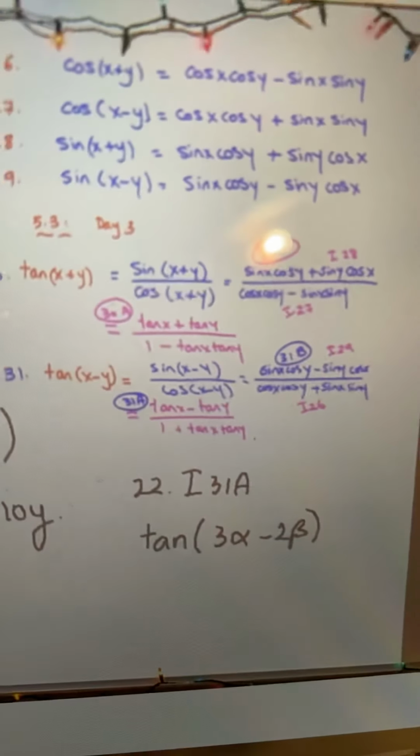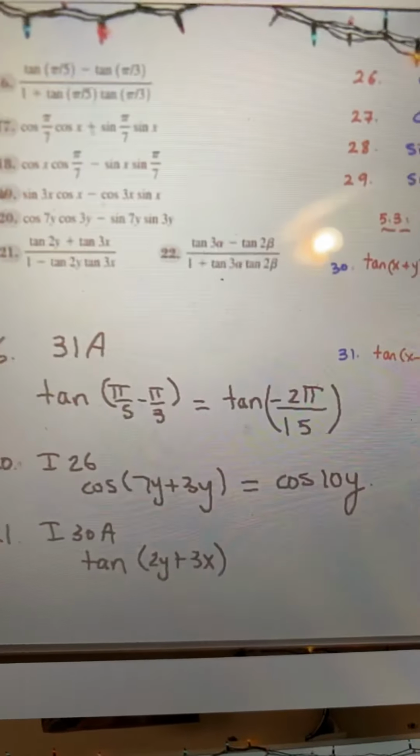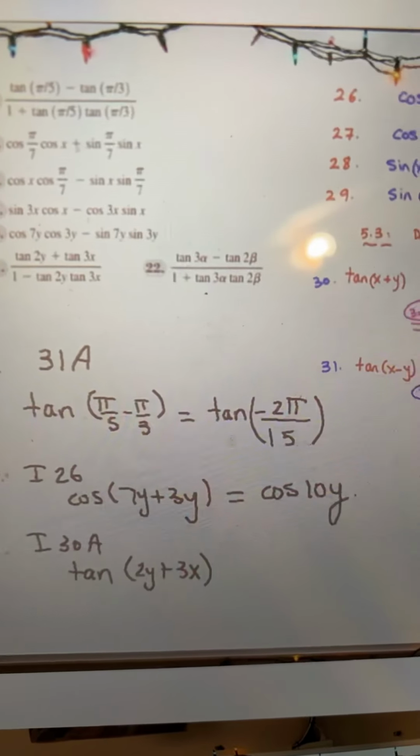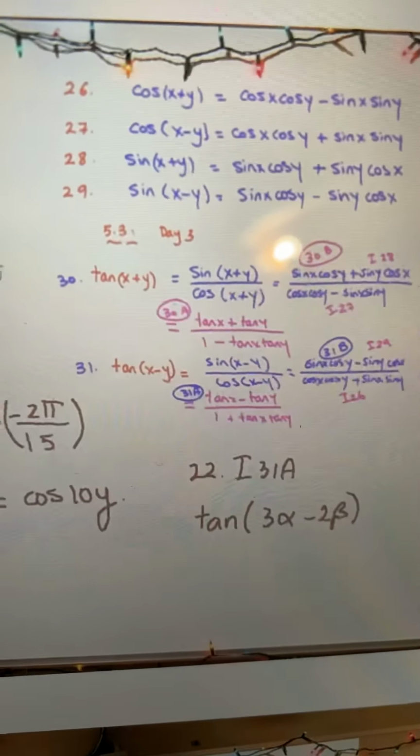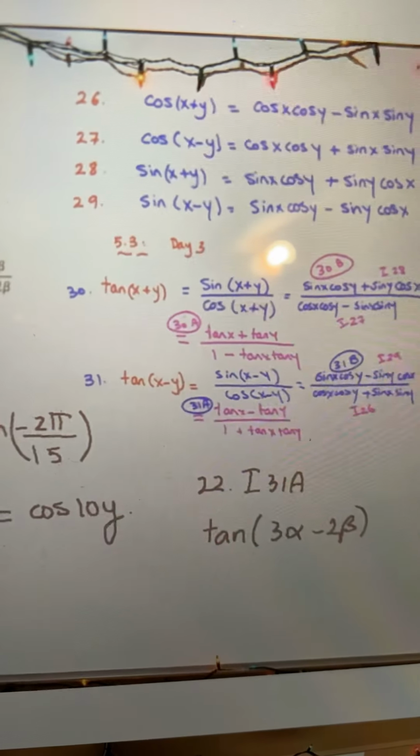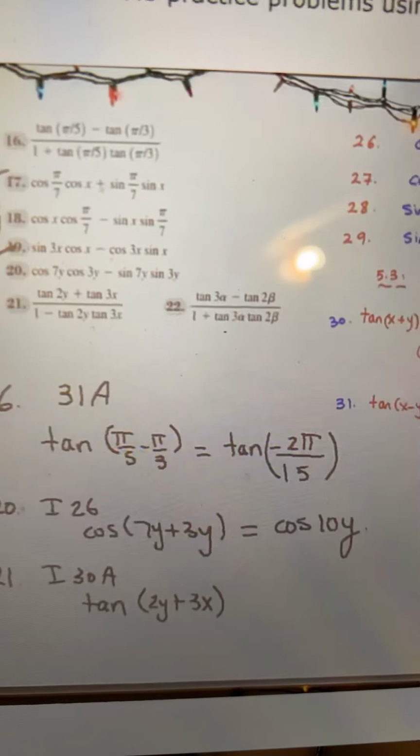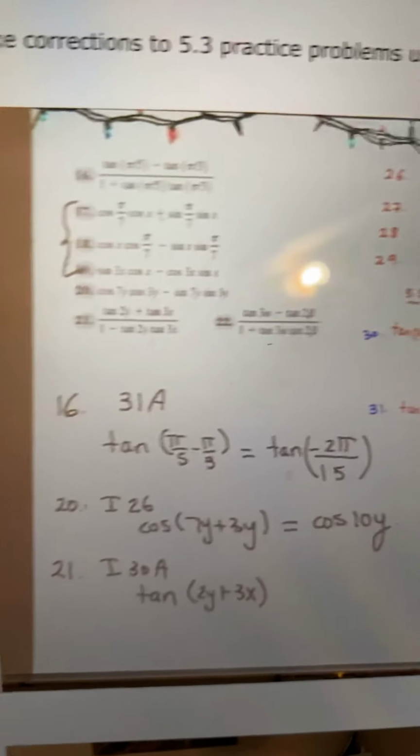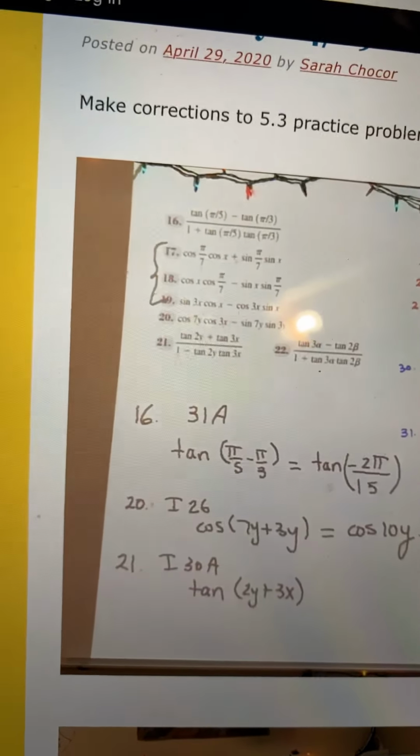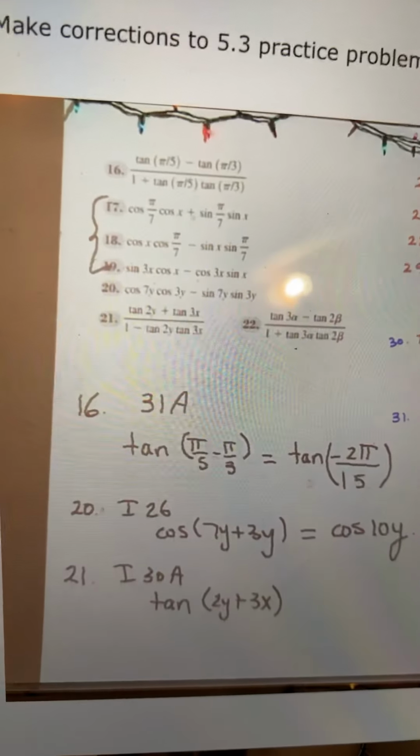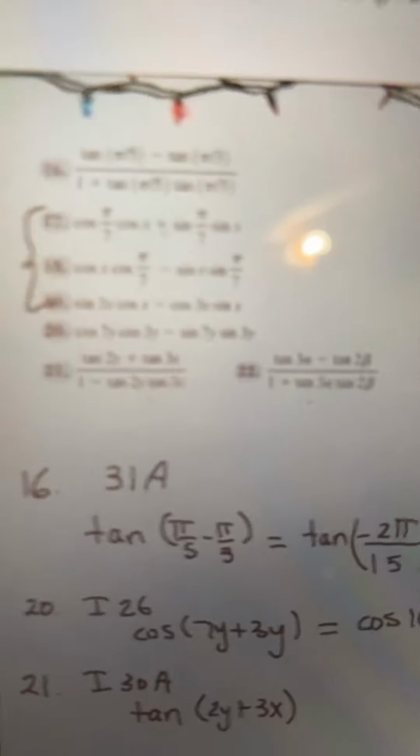So 31a means tan of x minus tan of y, so tan of pi over 5 minus tan of pi over 3, divided by 1 plus tan of x tan of y, so 1 plus tan of pi over 5 times tan of pi over 3. And this should lead to the tan of pi over 5 minus pi over 3, which is tan of negative 2 pi over 15. You can see the form, it's kind of going backward. Just making sure you understand that part. It's a little bit blurry in here.